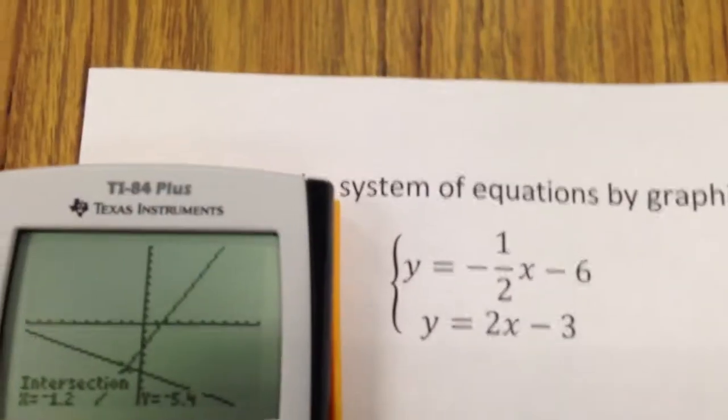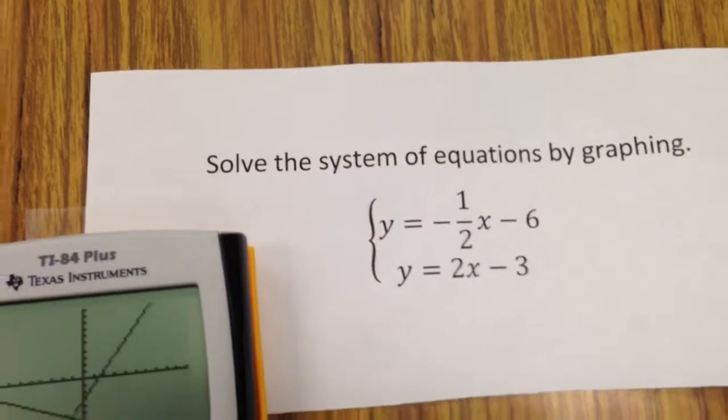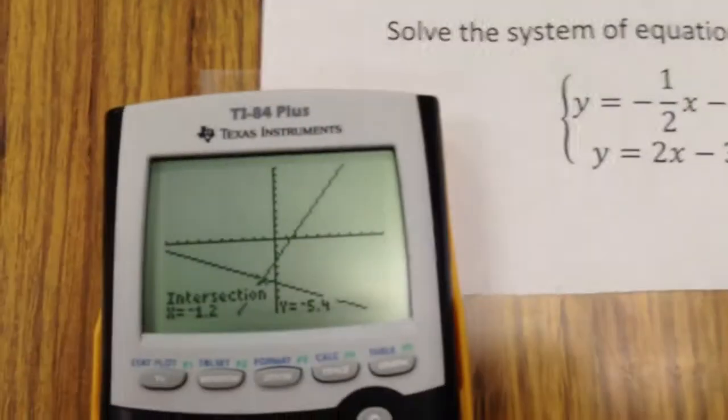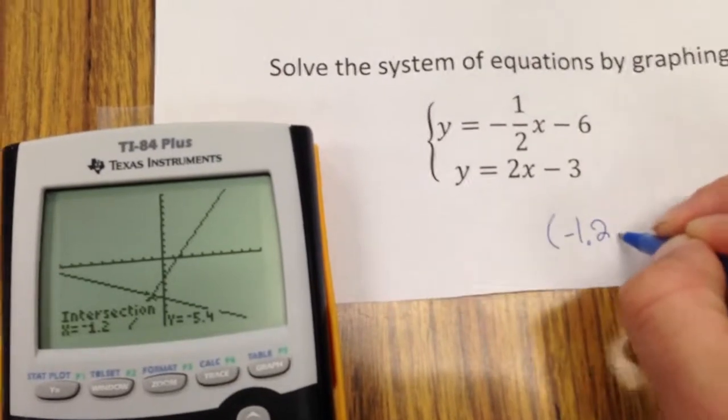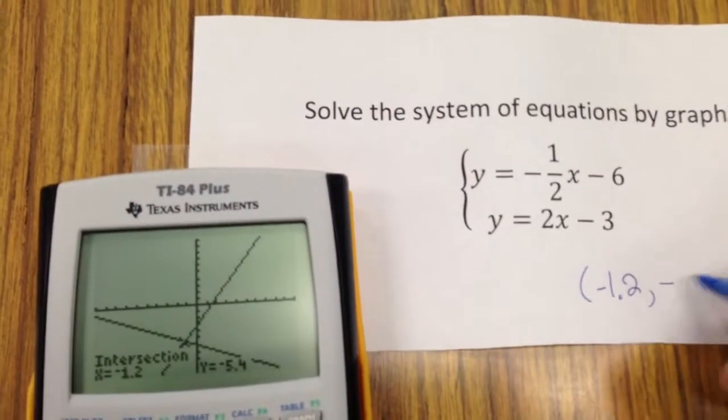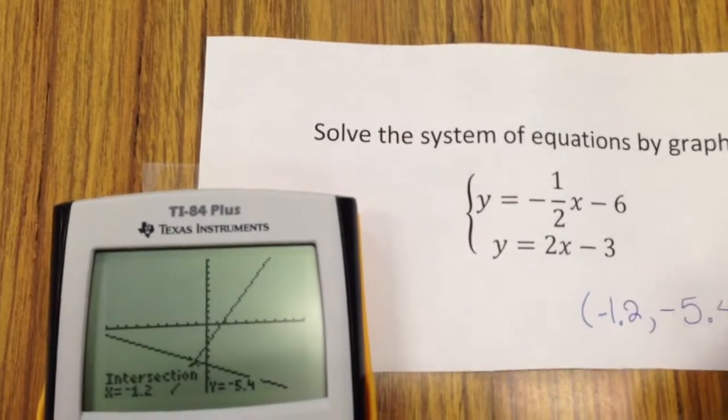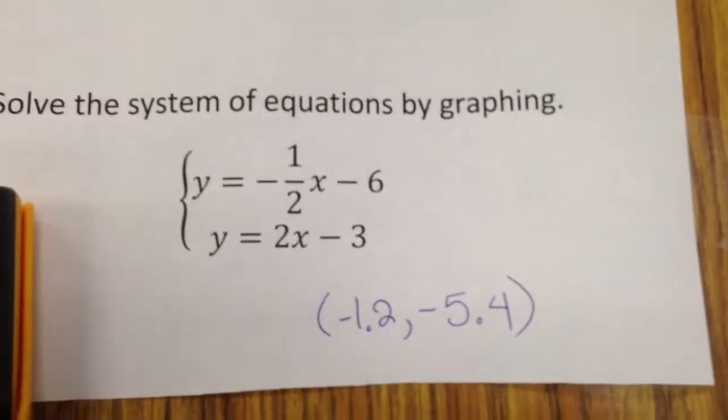So, the answer to this question, solve the systems of equations by graphing, is the point negative 1.2, comma, negative 5.4. And there it is, y'all. That's our answer.